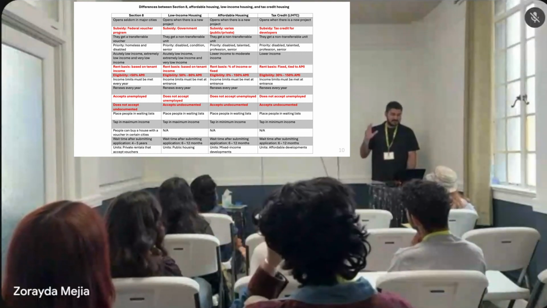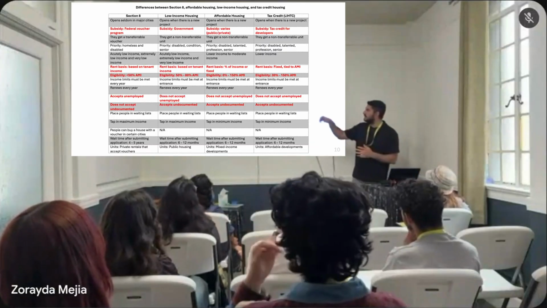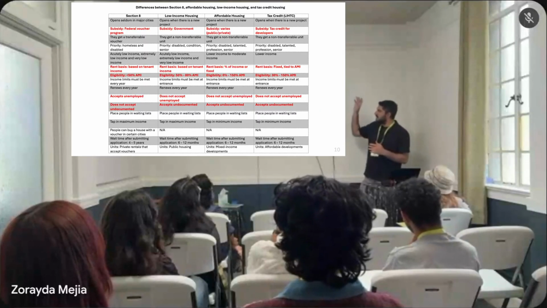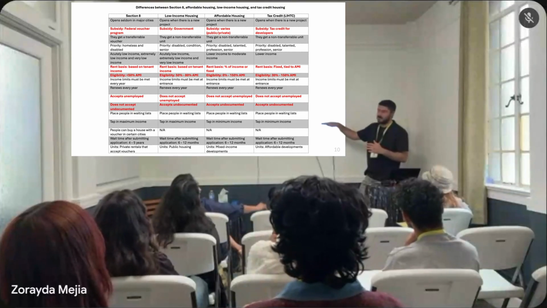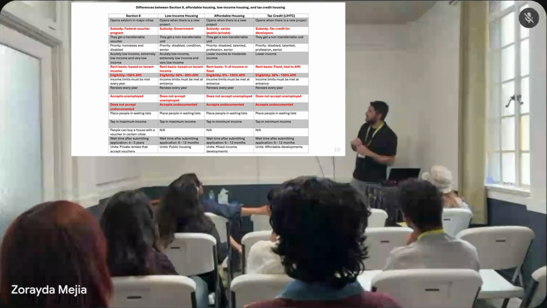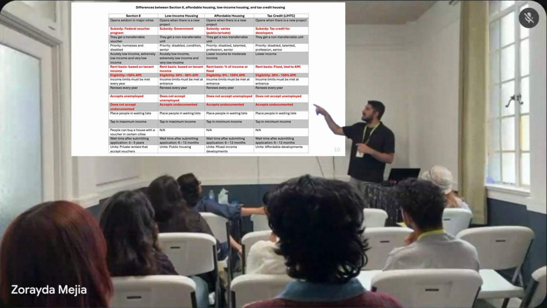So for example, we can start off with what the different types of housing are. We have Section 8 on the far left, then low-income housing, affordable housing, and tax credit. A lot of these different measures are the same. For example, all 4 of them place people on waiting lists, but the ones highlighted in red are some of the big differences. For example, which organizations subsidize each of them.